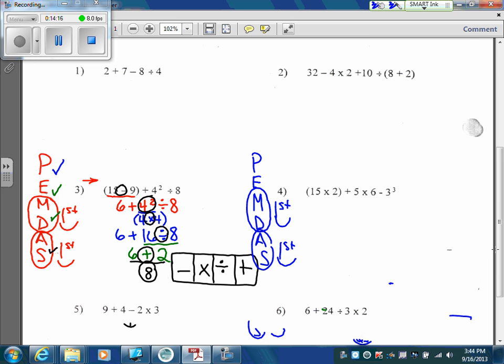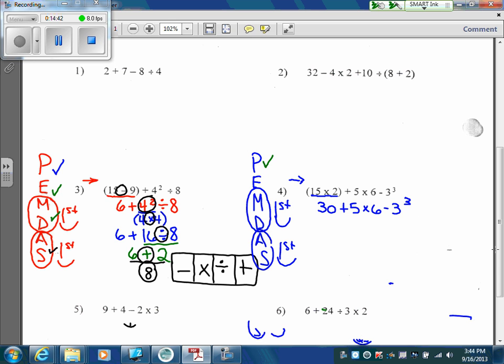So I'm going to start with scanning from left to right, and I'm looking for parentheses. Do I have any? Yes. I'm going to stop and underline. 15 times 2 is 30. Next, I'm going to bring down everything that I have not used yet. Scan left to right. Do I see parentheses? No. I'm done.